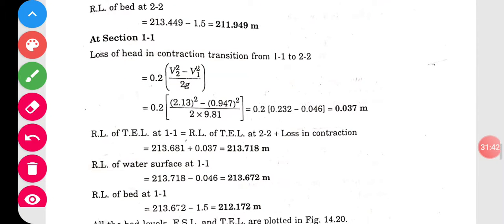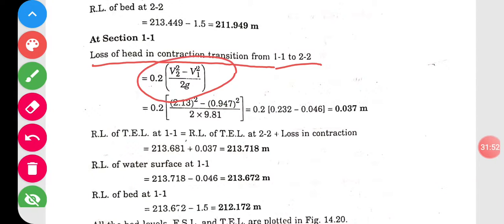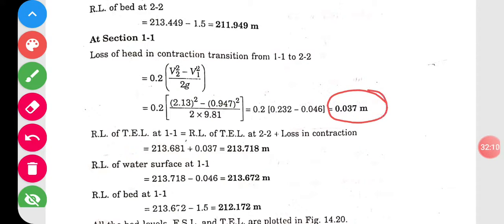In section 1-1, again the loss of head in contraction and transition from 1-1 to 2-2 is calculated. This is the specific equation which is used for that purpose: V2 square minus V1 square, from section 2-2 to section 1-1. So use it and put in all these values, and you will get this, the loss of head in contraction.